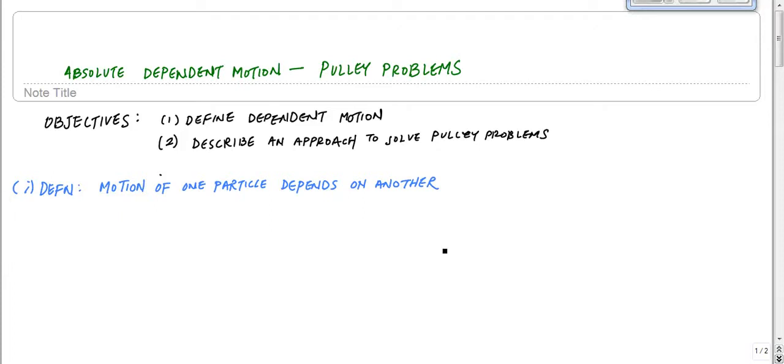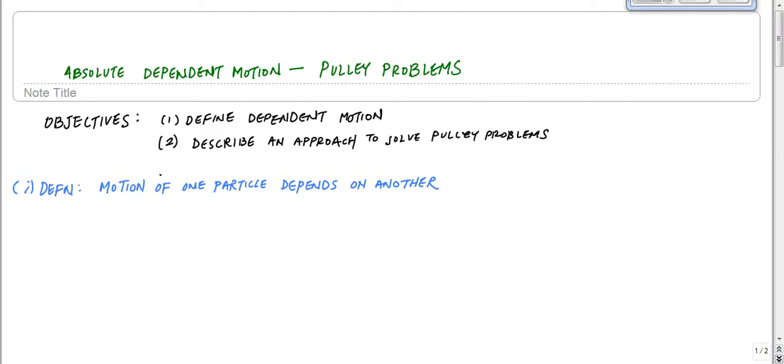It's been a long time since I did some dynamics, so by special request, I've had some requests to at least talk a little bit about pulley problems. So here, I'm going to talk about absolute dependent motion, which for all intents and purposes are pulley problems. The thing that we're going to do here is define what dependent motion is and describe an approach to solve these pulley problems.